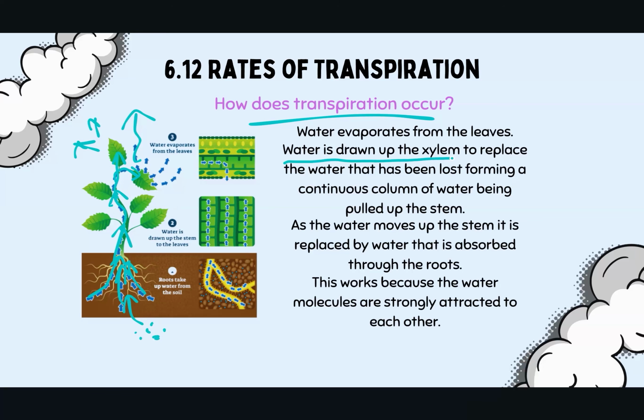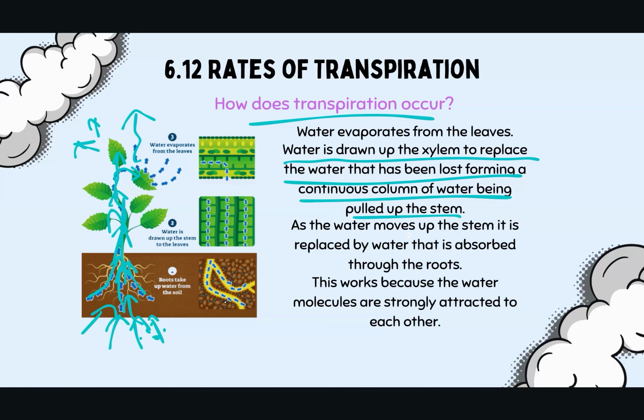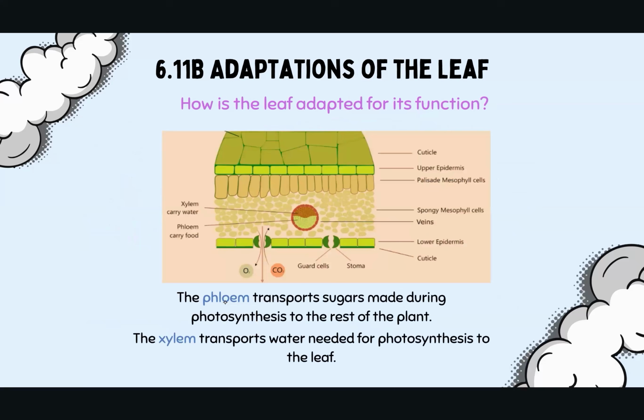So water is drawn up the xylem to replace the water that has been lost, forming a continuous column of water being pulled up the stem. As the water moves up the stem, it's replaced by water that is absorbed through the roots. So the water moves upwards, but we've got more water ready. This works because the water molecules are strongly attracted to each other. So it explains here.